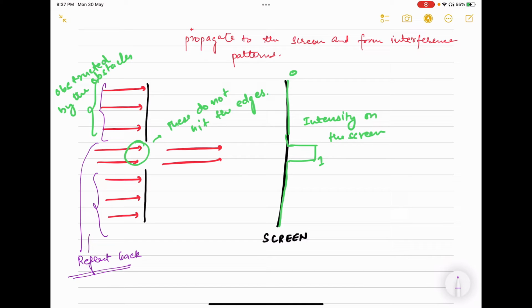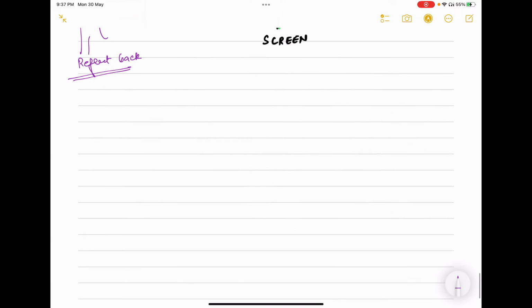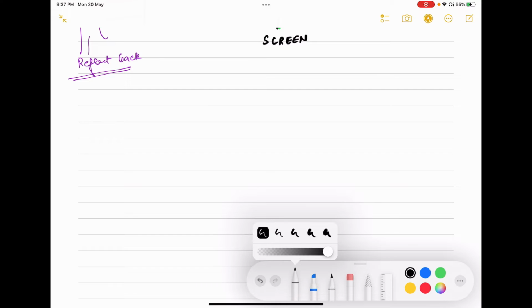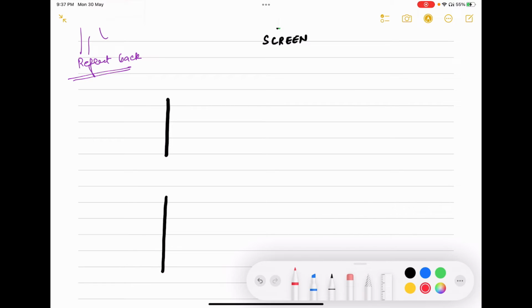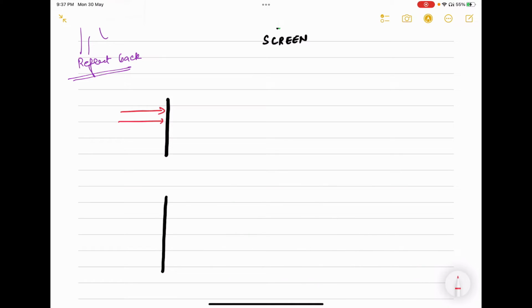Now, what happens when these waves hit the edges? Let us see. Suppose we again have some slits. Now we have incoming waves. So these are the incoming waves. Now one of the waves hits the edge. The others pass straight. Now one hits the edge.